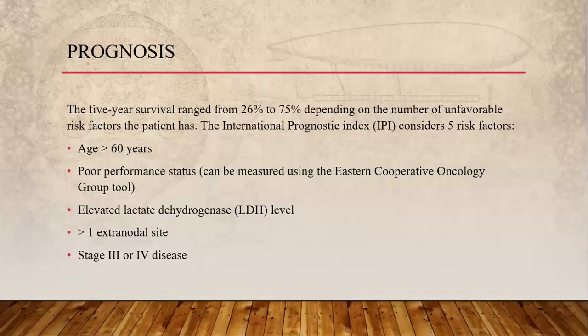And then the elevated lactate dehydrogenase (LDH) level, especially upon doing the histoimmunochemistry. And then we have more than one extranodal site, the lymph nodes, and then the stage of the disease, whether stage 3 and stage 4, which normally have poor prognosis.